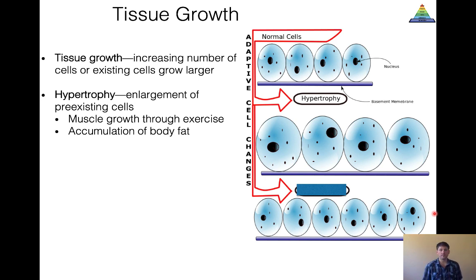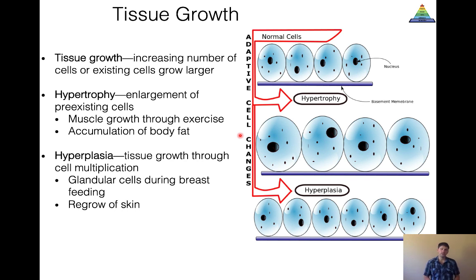Now, the top layer of cells were your normal cells. The middle layer is what's called hypertrophy. Hypertrophy is when we enlarge the pre-existing cells. So these four cells that you're seeing here have gotten bigger. And so you see this happen during muscle growth. So you're going to the gym, you get swole, you literally do get swole. Your cells are getting swole. And so that's kind of where this term comes from. But also accumulating fat. Our adipocytes store fat and lipids, so those cells actually get larger when we store more and more fat.